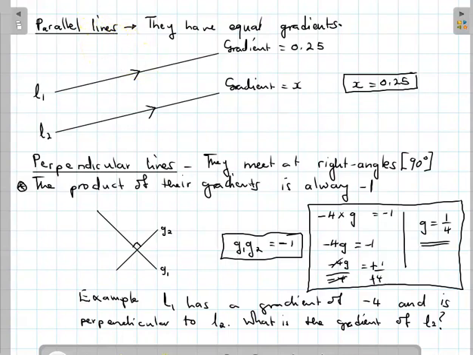Alright. Now let's look at the last thing. The shortest distance from a point to a line.